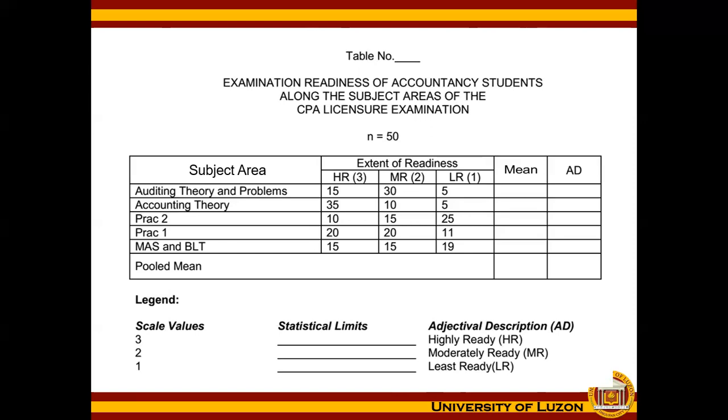One choice, it could be highly ready or moderately ready or least ready, but never answer more than one. All right? So that is a problem. If it exceeds the total sample, then you go back to your tabulation. So there must be something wrong with your tabular presentation.